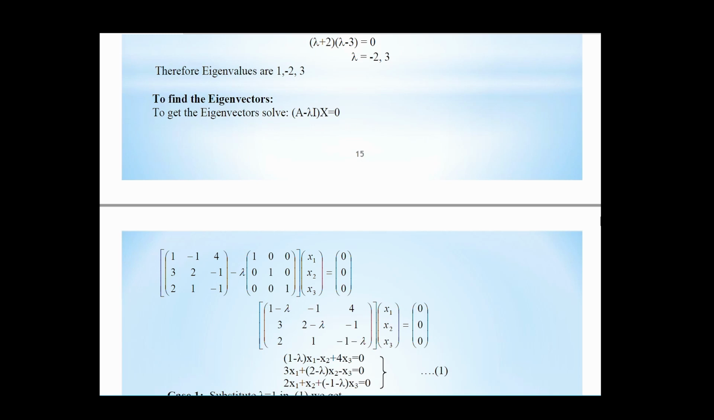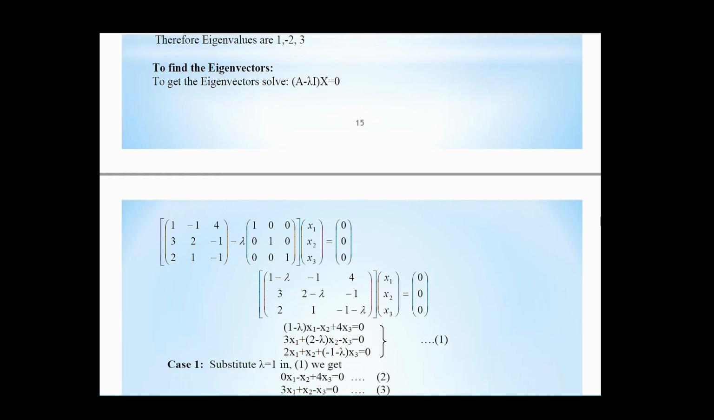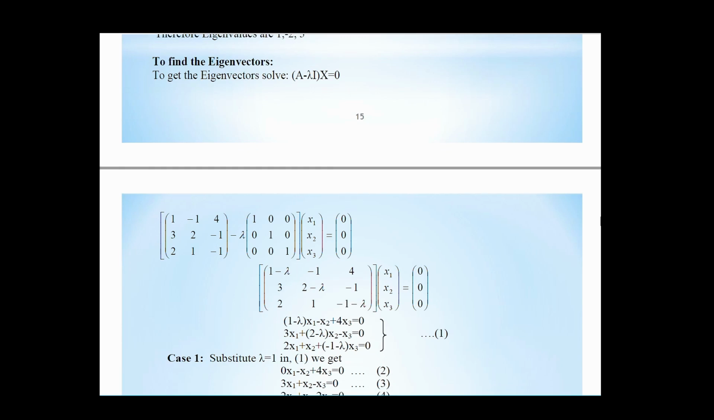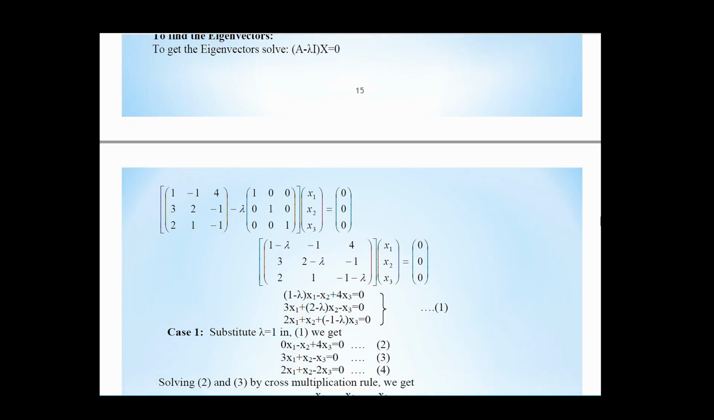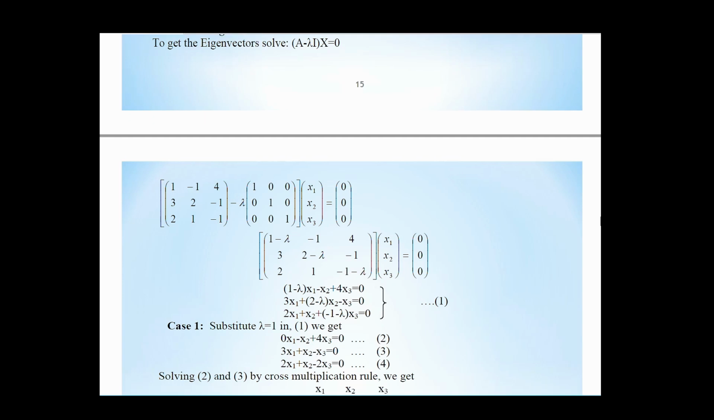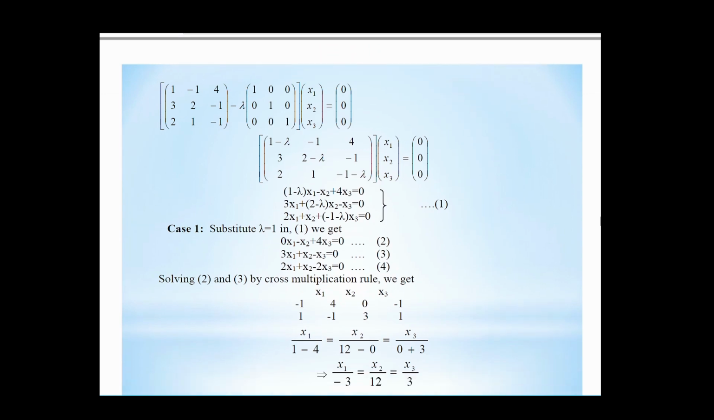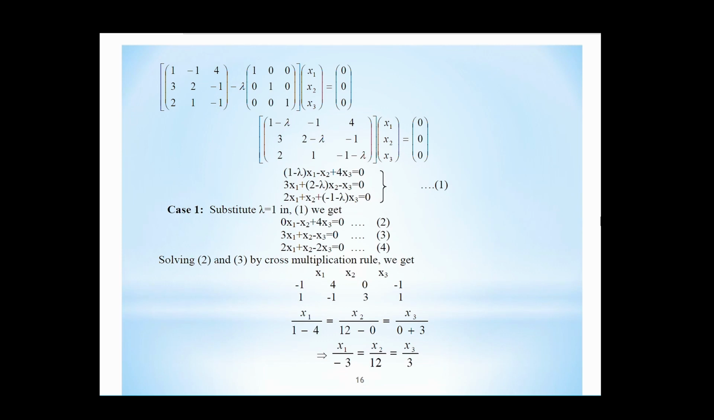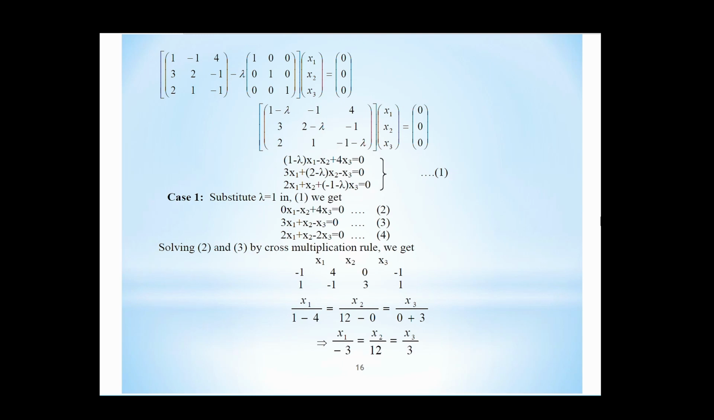We find the eigenvectors for the corresponding eigenvalues. For this we apply the equation (A minus lambda I) into x equal to 0. So now we substitute A equal to the given matrix minus lambda into the 3 by 3 identity matrix, into x, which can be taken as the column vector x1, x2, x3, equal to 0. Now we rewrite the equation like this: 1 minus lambda, minus 1, 4; 3, 2 minus lambda, minus 1; 2, 1, minus 1 minus lambda, into x1 x2 x3 equal to 0.